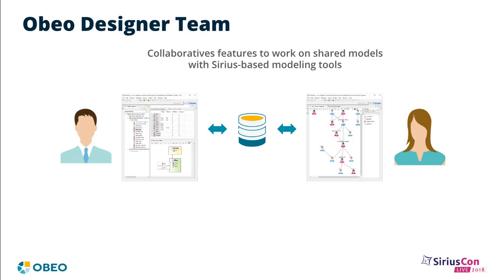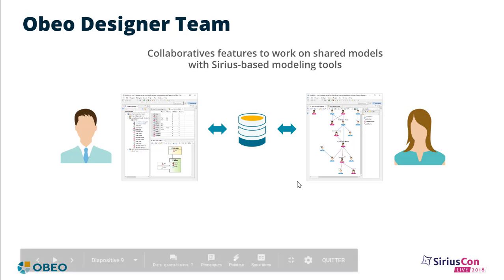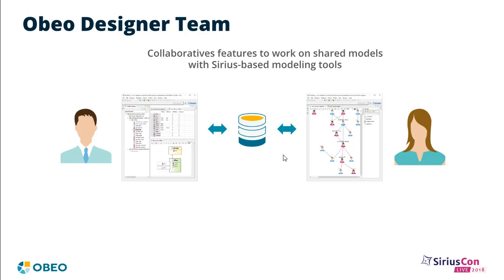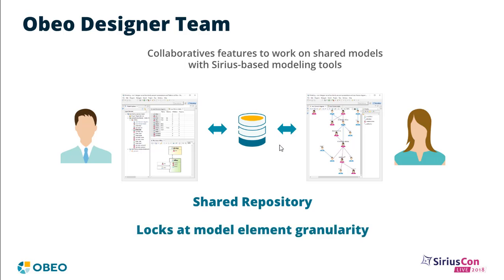This was exactly the idea behind Obeo Designer Team. These solutions provide a set of collaborative features that you can add to your modeling tools created with Sirius. So it is based on a shared repository where you can store the models and the representations. Locks at a model element granularity, so it means that only the minimum elements are locked when you need to modify them.